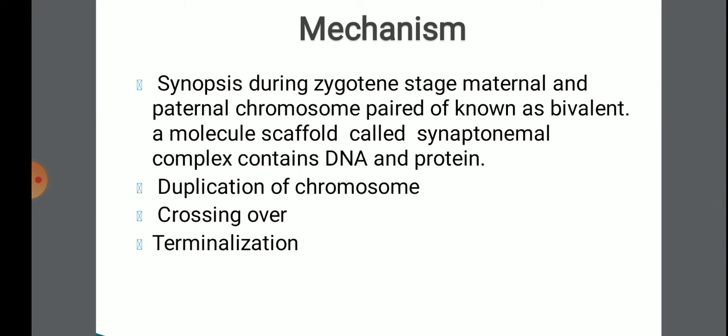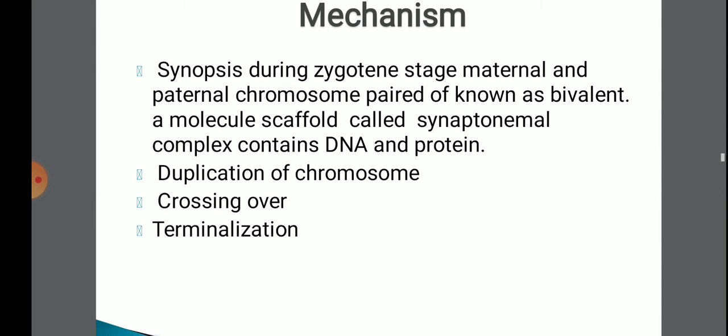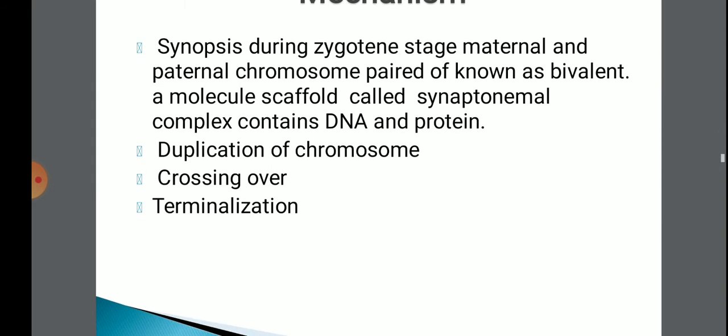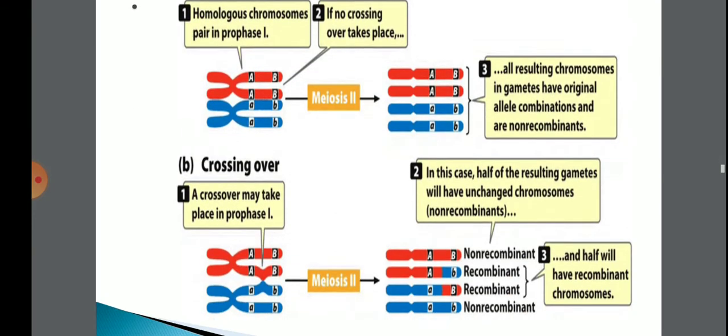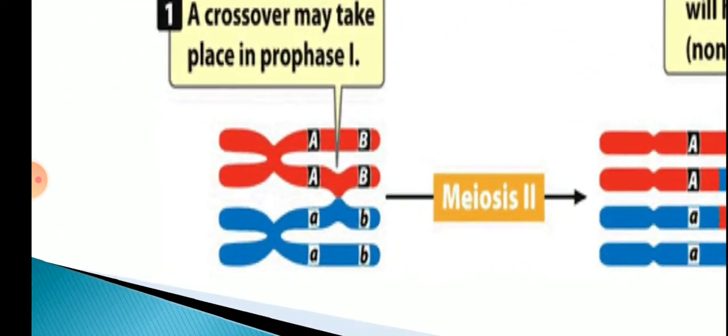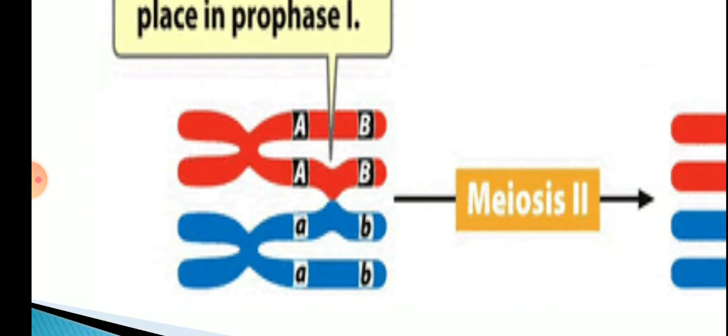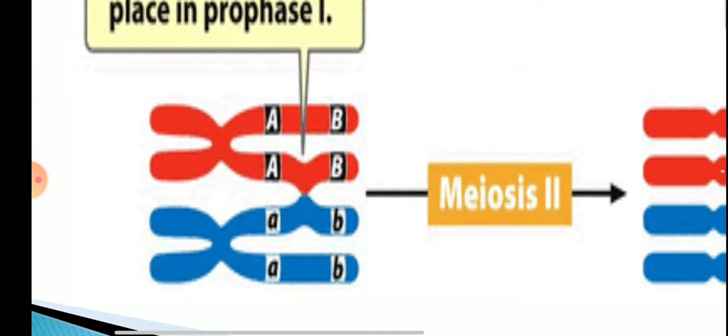In synapsis, during the zygotene stage, both maternal and paternal chromosomes, here you can see one chromosome is maternal and one chromosome is paternal, come together. They are brought together by the mutual attraction between their allelic genes, and during synapsis a synaptonemal complex is also formed that holds them together during the crossing over.